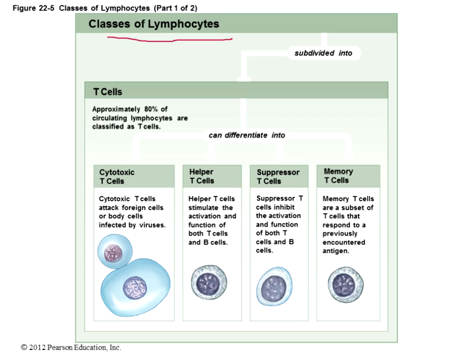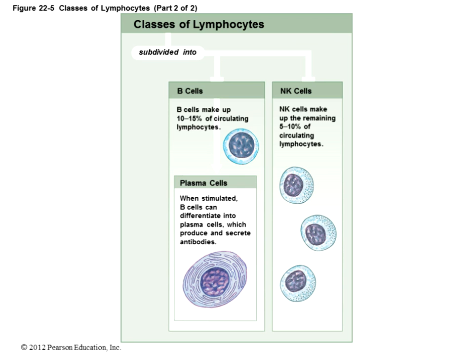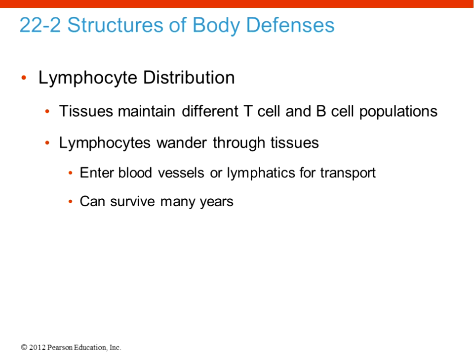Okay, and so here's a nice overview of these different classes of lymphocytes. Again, T cells make up 80%. So make sure you know what cytotoxic, helper, suppressor, and memory T cells are. We talked about all those different functions. This is just more of a visual of the same thing I just went over. And then B cells, again, make up 10 to 15%. These ultimately are going to be converted into what are called plasma cells, which will produce and secrete antibodies. And then finally, natural killer cells make up the last percentage. And we'll talk a little bit more in detail about those.